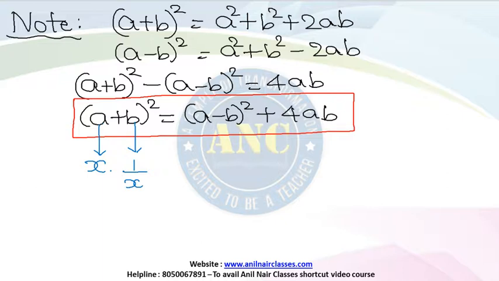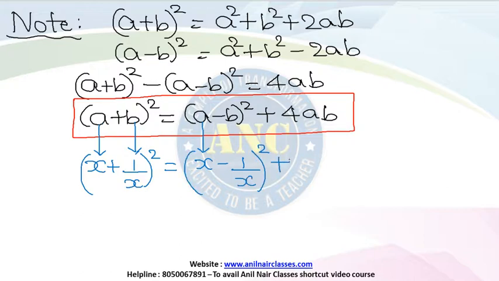That means a plus b whole square is a minus b whole square plus 4ab, but instead of a and b, I will put x and 1 by x. So this becomes x plus 1 by x whole square is equal to x minus 1 by x whole square plus 4 into a times b, which is x into 1 by x. X into 1 by x is nothing but 1, so 4 into 1 is nothing but 4. That means x plus 1 by x whole square is equal to x minus 1 by x whole square plus 4.